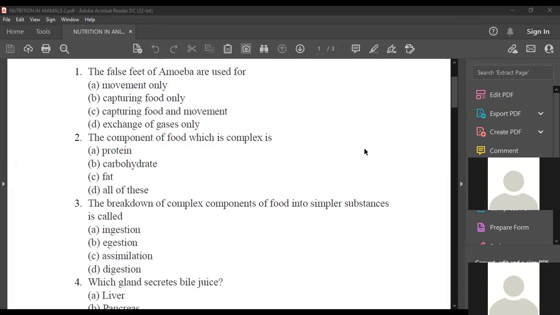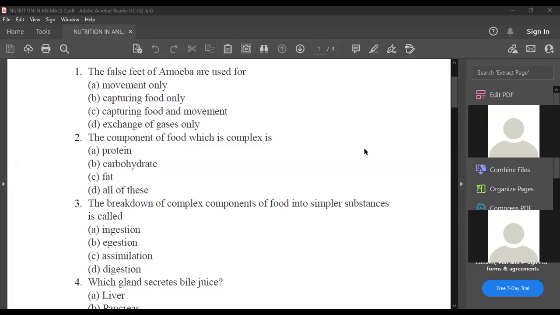Sorry, sir. The component of food which is complex. Sir, carbohydrate. Only carbohydrates. Fat also, sir. If I say some more, I'll say protein also, sir. No, sir. What is the answer, Ishan? Sir, I have a doubt. Okay, one minute. What is the answer, Ishan?